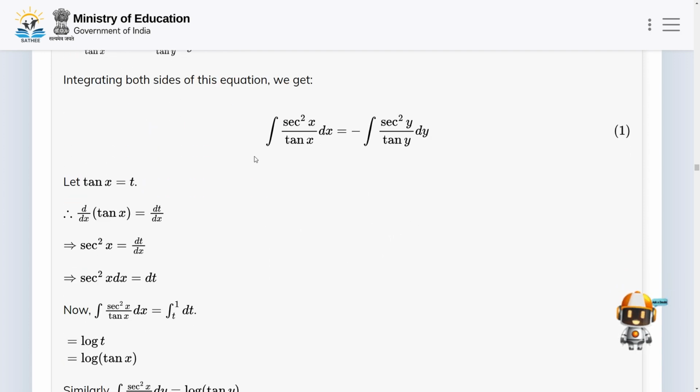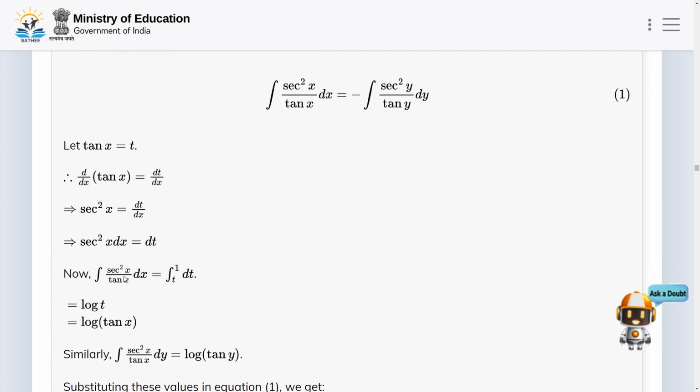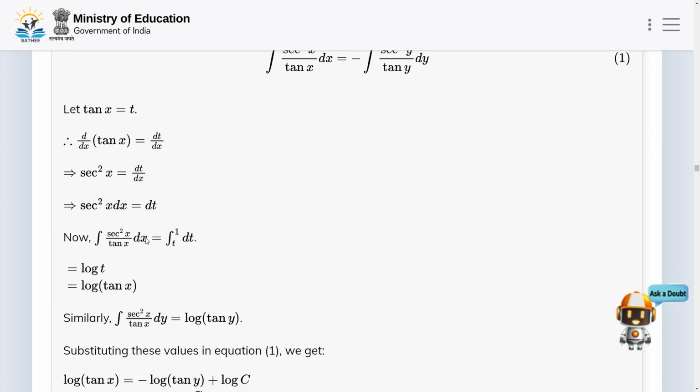Integrate both sides. Okay, putting tan x is equal to t, you will get that your numerator can be replaced by just dt. So you will have dt by t. So this means log t, this means log of tan x. Okay, this is 1 by t, not a definite integral. This must be 1 by t. Okay, don't get confused with it. This is just a minor error.